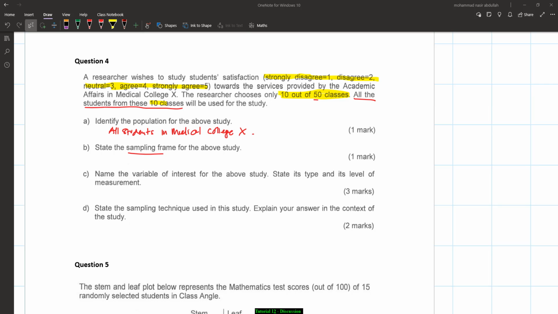The list of all students in medical college consists of.